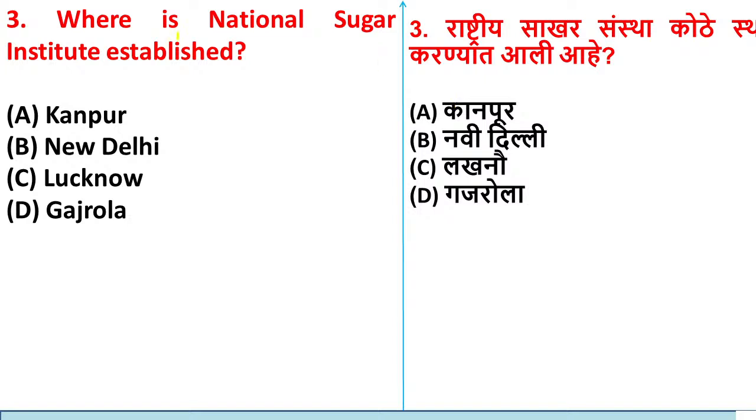Now question number 3. Where is the National Sugar Institute established? Option A, Kanpur, option B, New Delhi, option C, Lucknow, option D, Gajraula. You can comment the answer for question number 3. Where is the National Sugar Institute established? Option A, Kanpur. Option B, New Delhi. Option C, Lucknow. Option D, Gajraula.